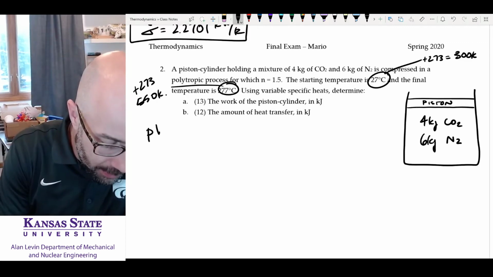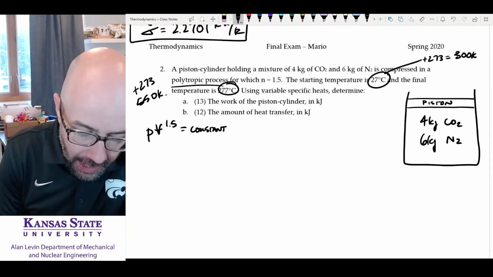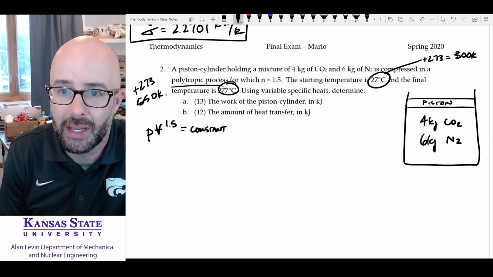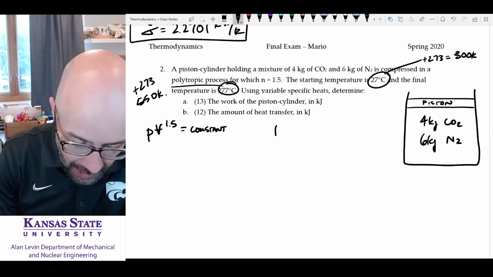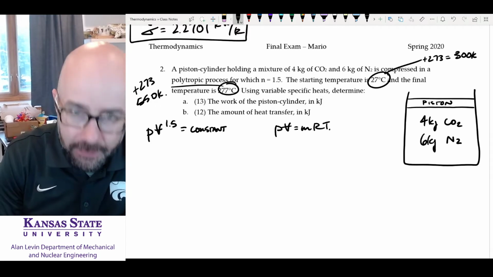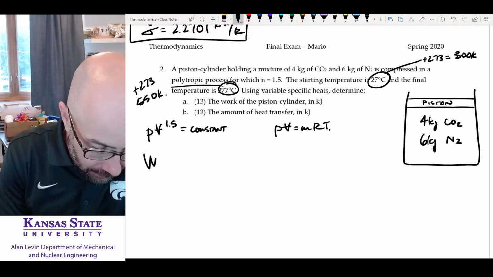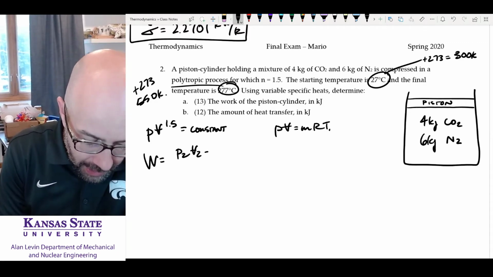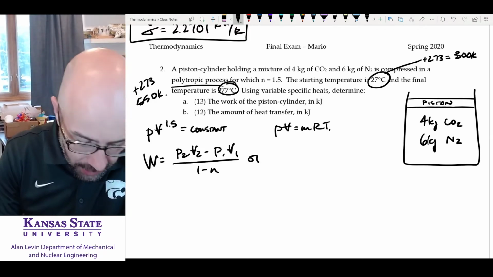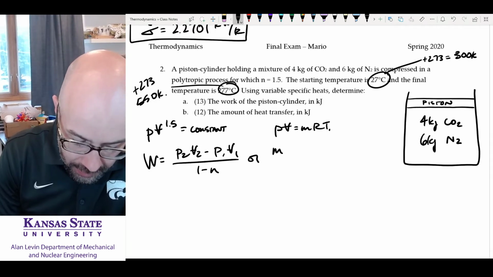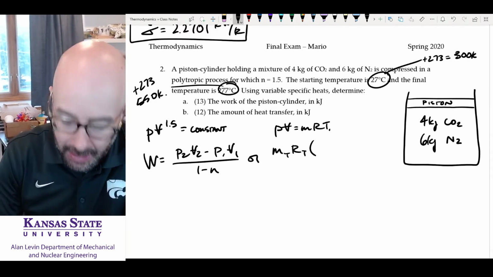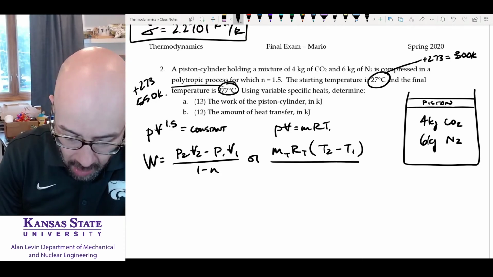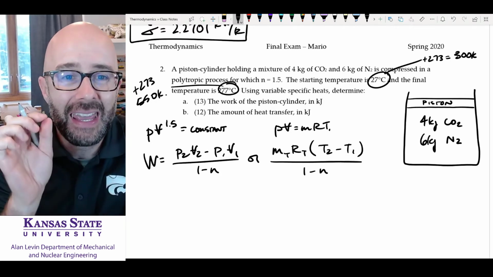We know that we have a relationship that PV to the 1.5 is equal to constant, because it is a polytropic process. So we get to remember all that, and we know that PV is equal to mRT. So my work is going to be equal to polytropic. Remember, P2V2 minus P1V1 all over 1 minus n. Or, because this is an ideal gas, we can write this as m total, R total times T2 minus T1, all over 1 minus n. We have to look at it as a total mixture.